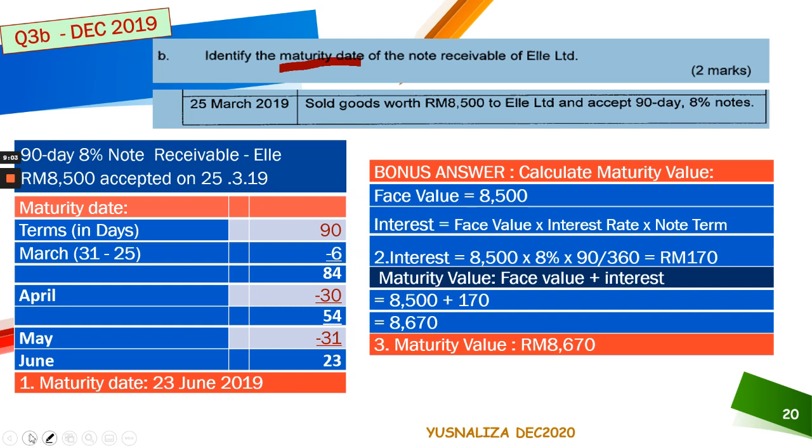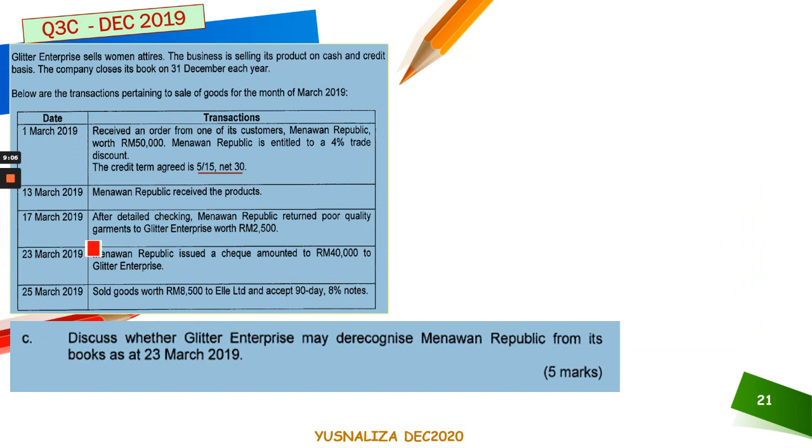That was 8,670. Next is part C of question 3C. Glitter is still about the same company. Now you are asked to discuss whether Glitter Enterprise may derecognize Menawan Republic from its books. This is a trading company. You can only derecognize if the contractual rights to the cash flow have expired, according to IFRS 9.